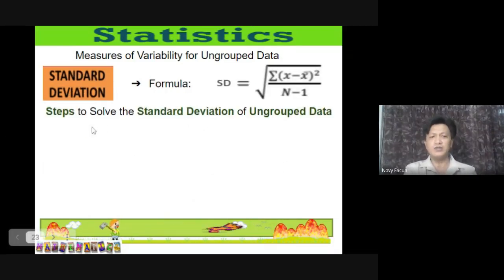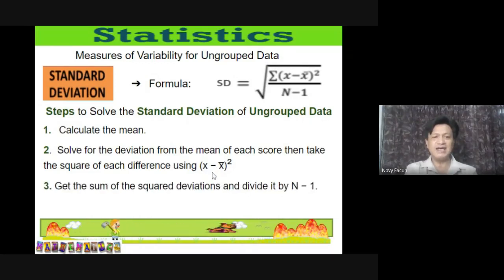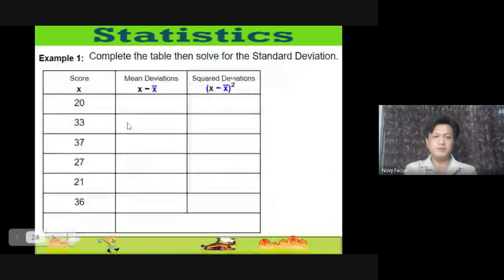Okay, with that, how are we going to solve the standard deviation? We have the steps to solve the standard deviation of ungrouped data. That is step 1, always remember, calculate the mean. And then, solve for the deviation from the mean of each score, then take the square of each difference using the formula, di ba? Square lang natin yung mean deviation. And then step 3 would be get the sum of the square deviation and divide it by n minus 1. Ibig sabihin yan, okay, kukunin natin yung sum natin nung nakuha dito sa step 2. Okay, and then i-divide natin by n minus 1. Okay, and then, take the square root to get the standard deviation. Square root lang natin.